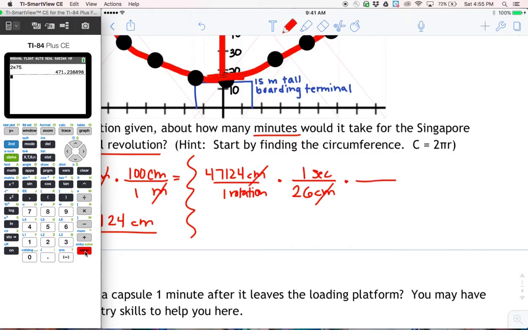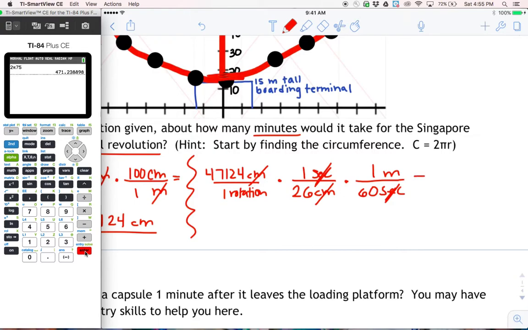All right, I want to be able to cross off seconds, so it's going to go on the bottom of my next ratio. And keep in mind what you want. You want minutes. Well, I can say 60 seconds is in 1 minute. And I think that's all I needed, right? My seconds are crossing out, so now I'm left with minutes per rotation, which is perfect, right?